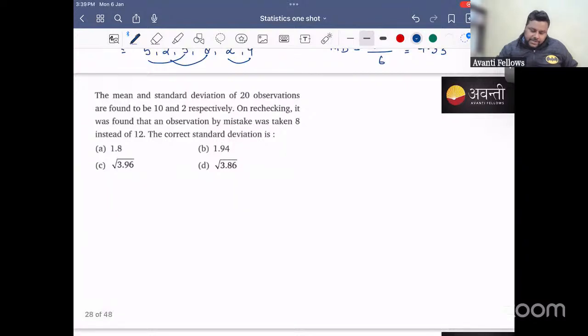The mean and standard deviation of 20 observations is found to be 10 and 2 respectively. That means X bar, the mean, is 10 and sigma, the standard deviation, is 2. On rechecking, it was found that an observation by mistake was taken as 8 instead of 12. See, that means the sum of all the observations x1 plus x2 up to x20 is 10 into 20, 200.